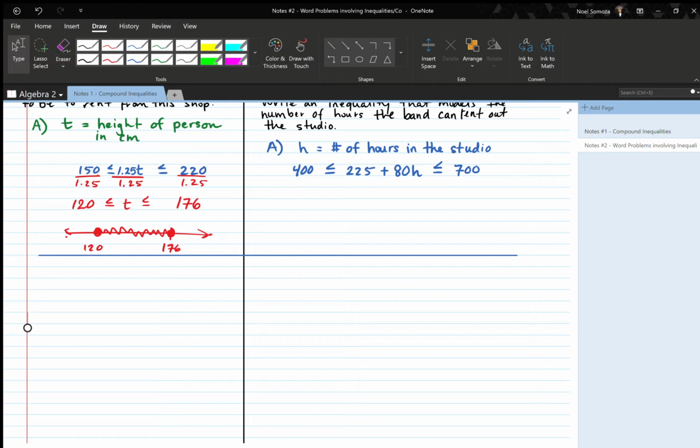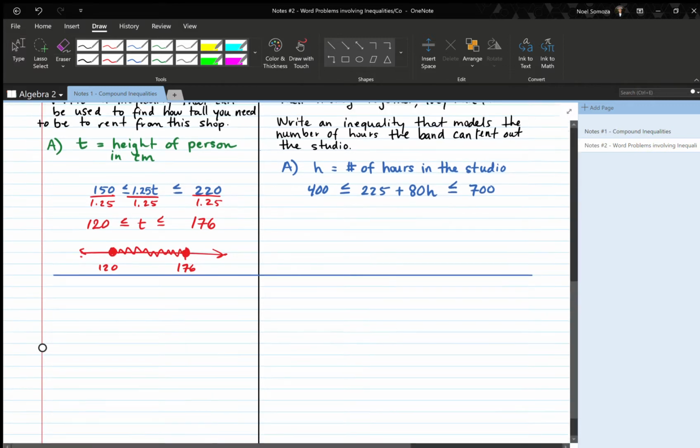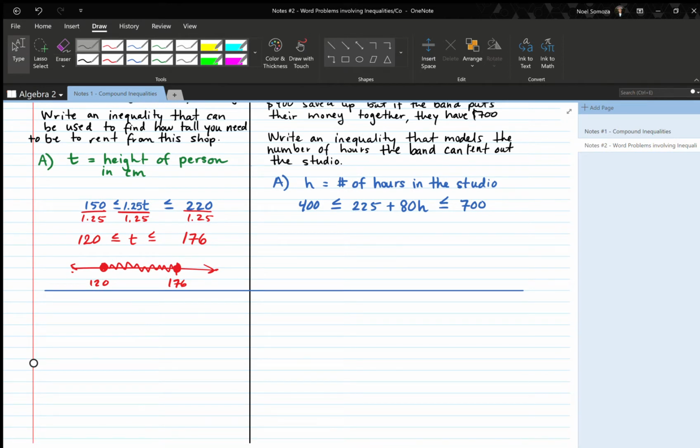All right, so next one, here we go. Try this out. Okay, I'm going to borrow some people's names here in the room. You guys are going to be my example.